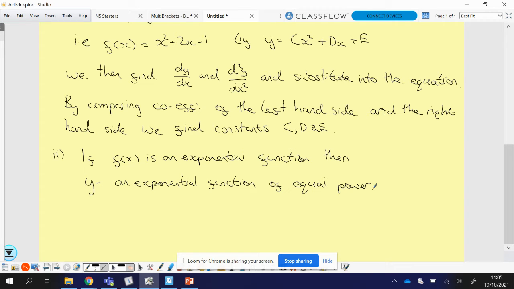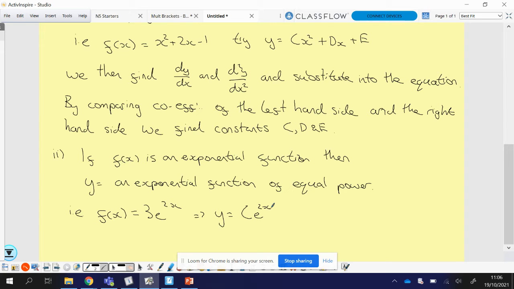Okay, so if the right hand side function was an exponential, we would go with a function that had the same power attached to the exponential. Quick example, if f of x was 3e to 2x, that means our guess for the solution y would be a constant c that would keep the power the same, e to 2x.